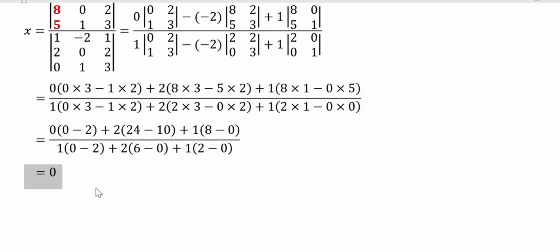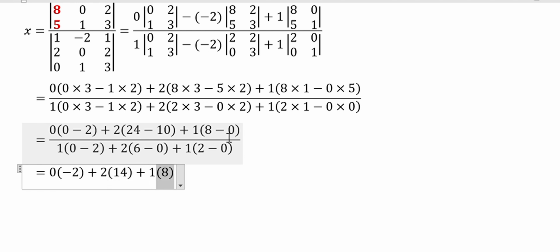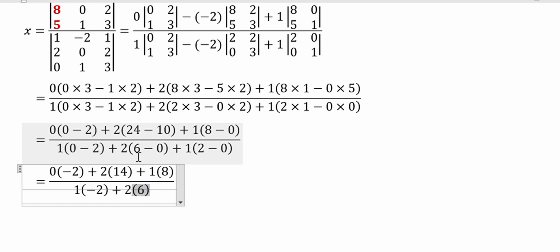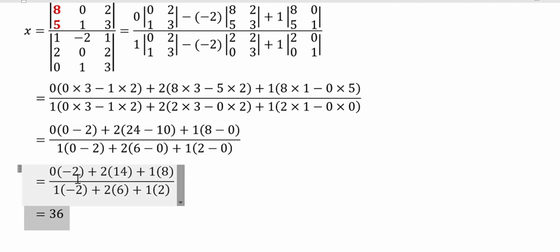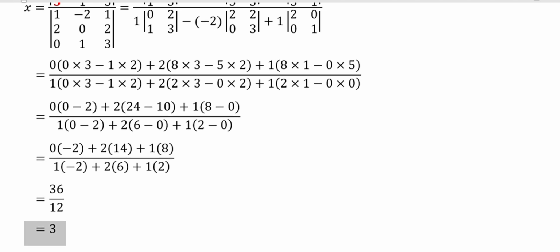Simplify that, you will get it being equal to 0 into -2 plus 2 into 14 plus 1 into 8 over 1 into -2 plus 2 into 6 plus 1 into 2. If you simplify this, the numerator will give you 36 over, the denominator gives you 12, and that gives you 3. So that means the value of x is equal to 3. We do the same for y.